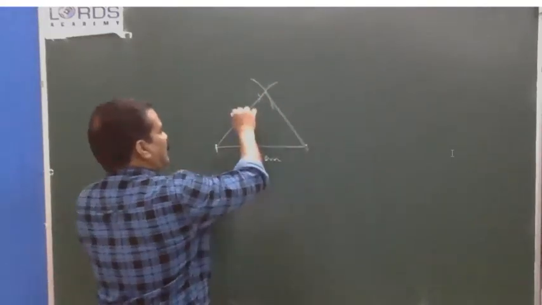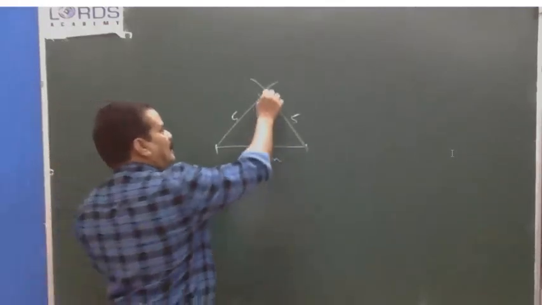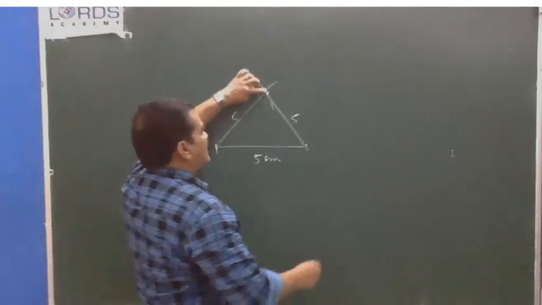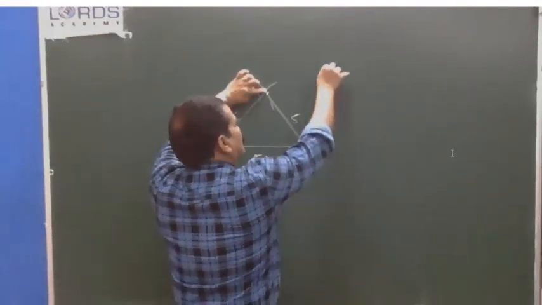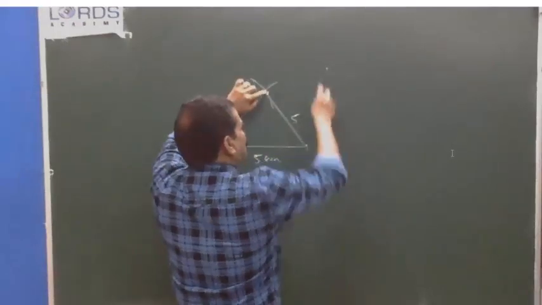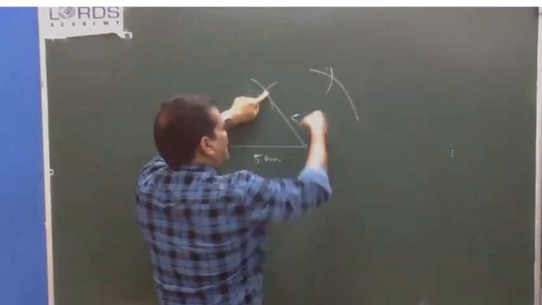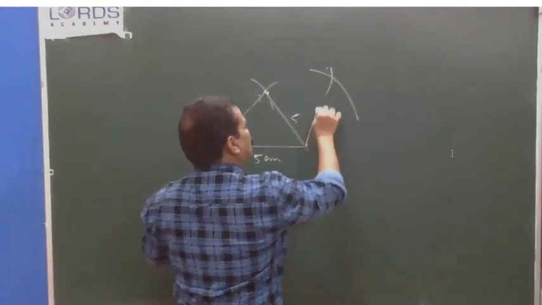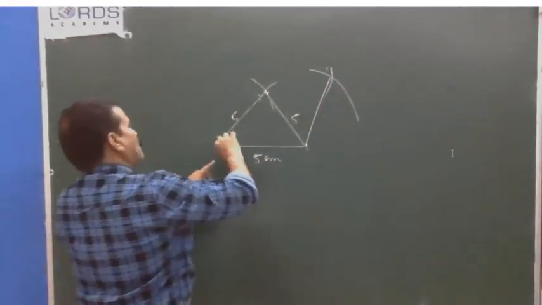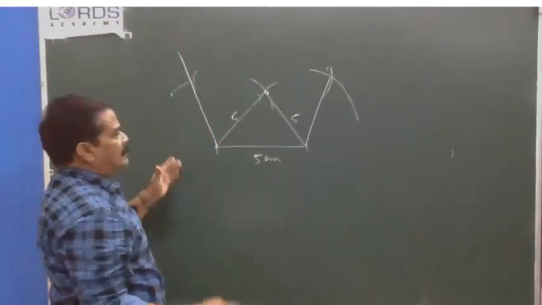You will get an equilateral triangle. This is 5, this is 5. From this is a center and also this is a center. You make another equilateral triangle there. For this, from this 5 centimeter, from this another 5 centimeter, and join it. Similarly here also 5 centimeter, draw it like that.